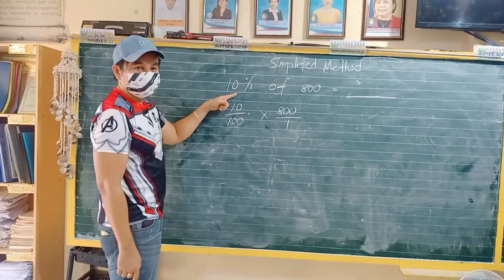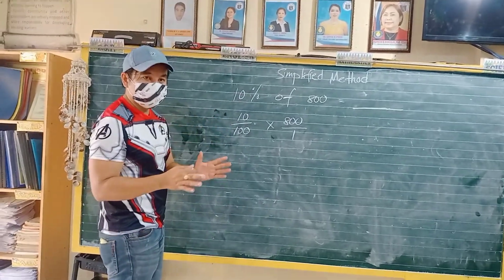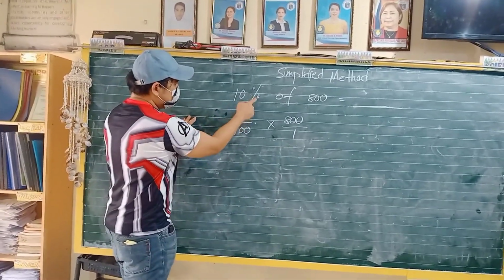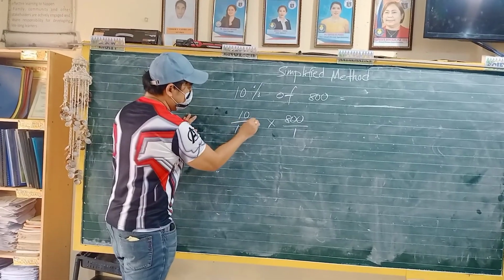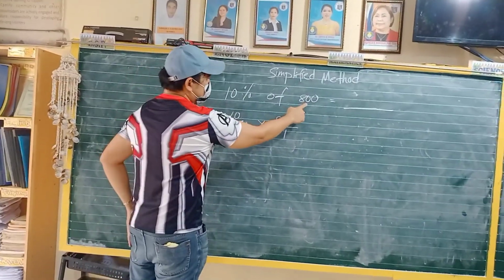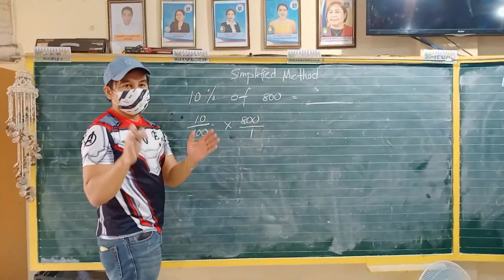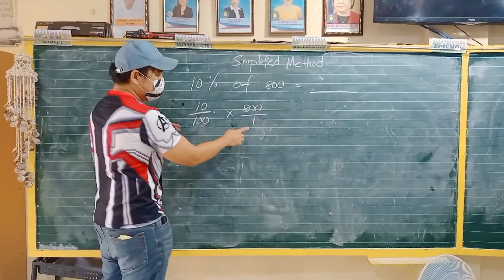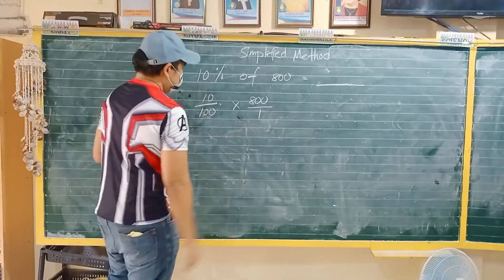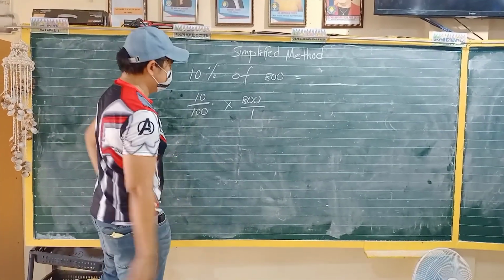Since fraction is based on hundreds. So copy 10, then change this into 100. So 10 over 100 times 800 over 1. Because this is whole number, it means that the whole number must have 1 as the denominator. Okay, next step is by canceling.